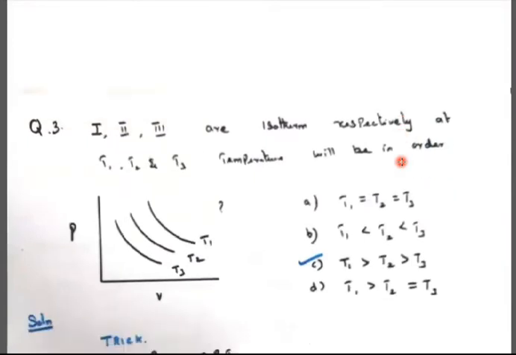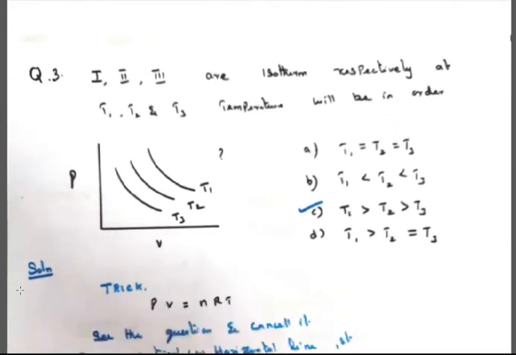Next question, same graphical diagram question. Curves 1, 2, 3 are the isotherms at T1, T2 and T3 respectively. The graphical diagram is given in the question: T1 at the top curve, T2 at the middle curve and T3 at the bottom curve, with pressure on the y-axis and volume on the x-axis. The options are T1 is equal to T2 is equal to T3; T3 is greater than T2 is greater than T1; T1 is greater than T2 is greater than T3; T1 is greater than T2 is equal to T3.